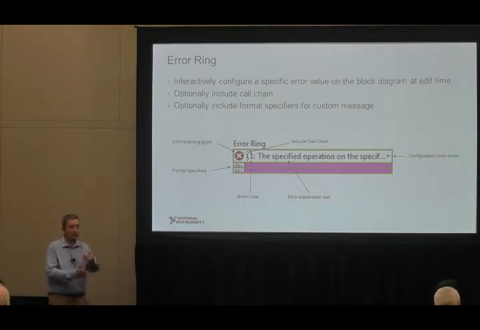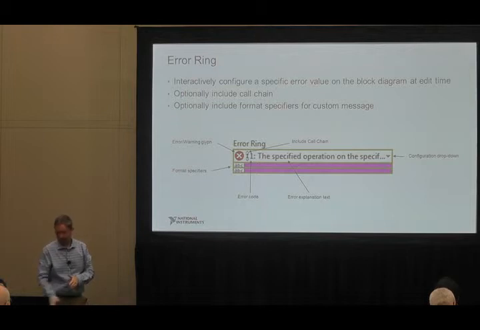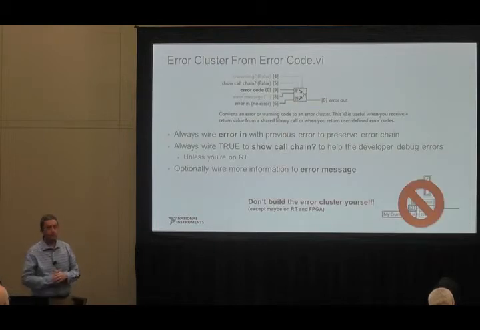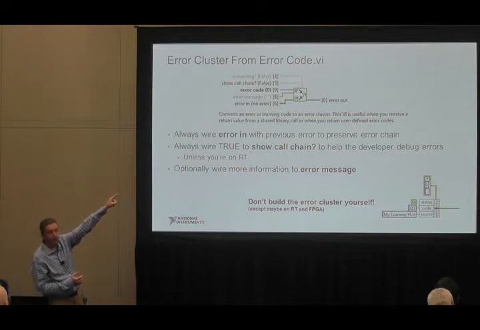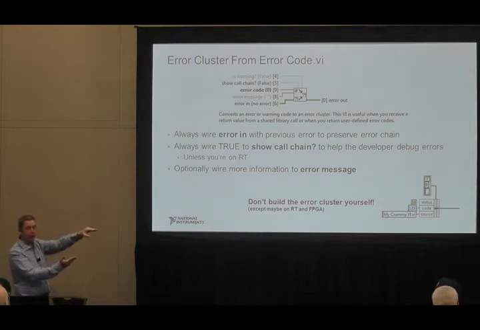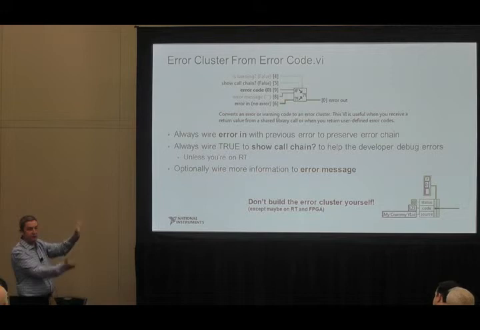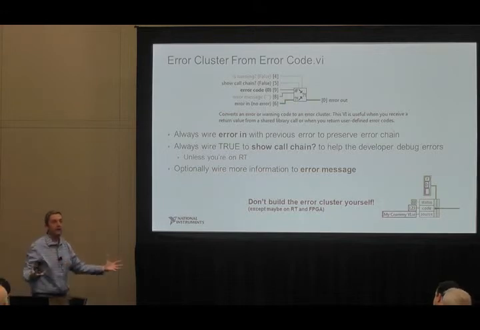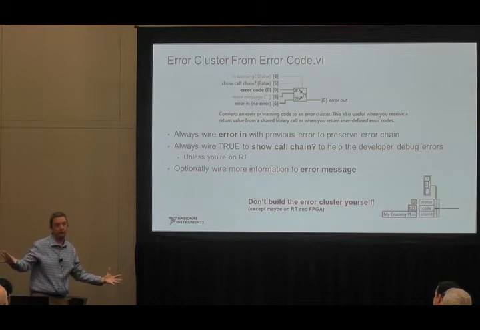So the error ring, yes, question? Does your error message overwrite what's coming along? So the question is, if you wire in the error message, does that overwrite something? No, that's the cool thing. You are generating an error cluster with this VI right now. Remember, if you wire an error in to this VI it doesn't do anything. It just passes the error out. So you're using this VI because you want to create an error value for some end user of this program.